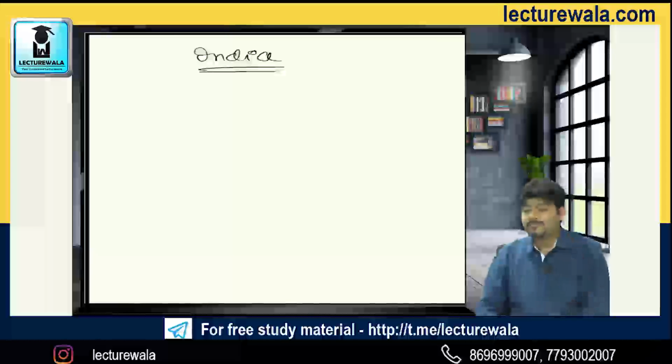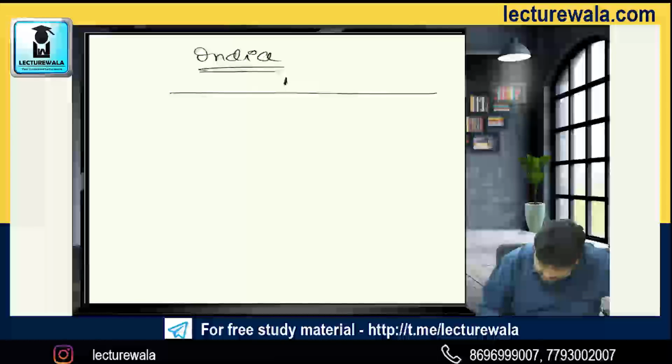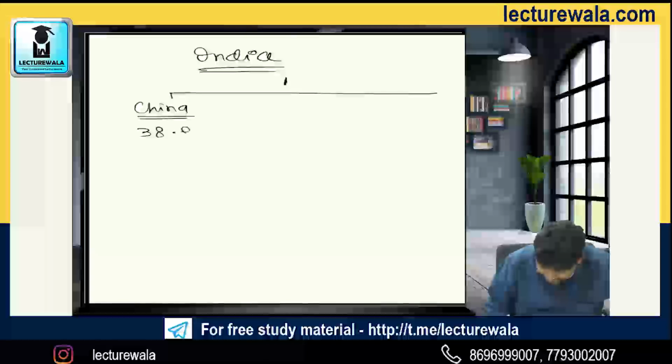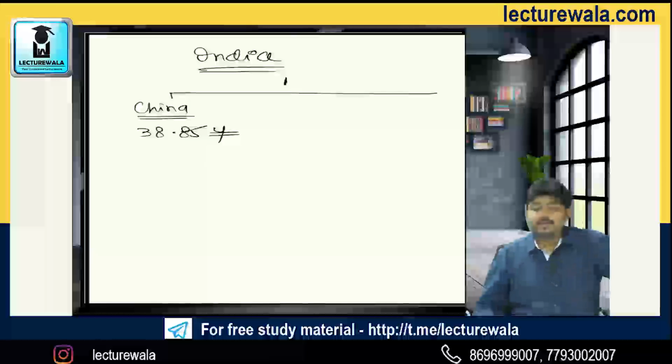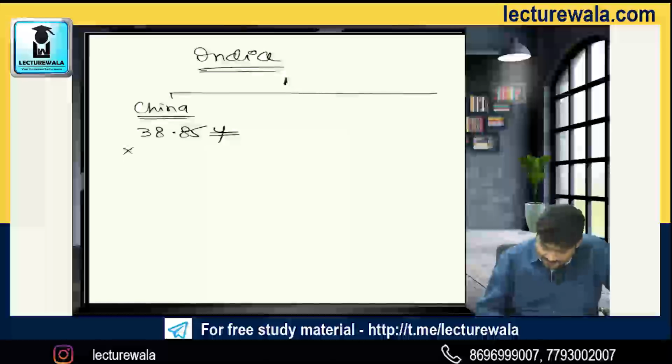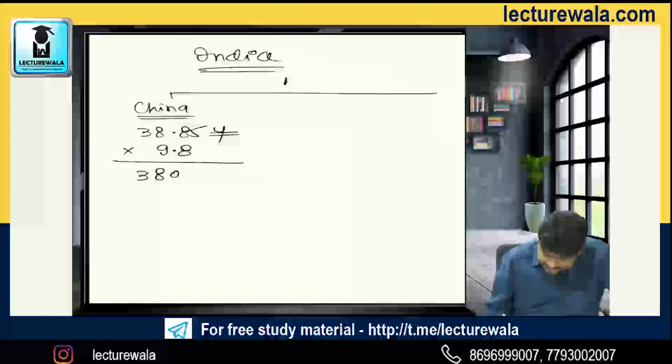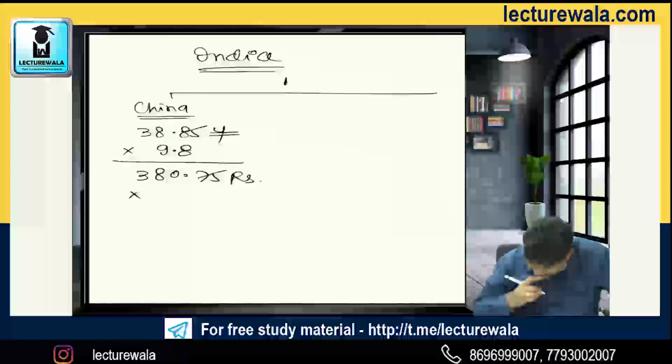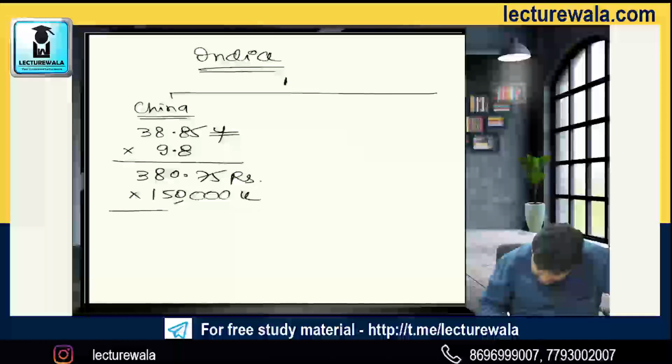It was purchasing from China. How much was it paying when it was purchasing from China? 38.85 what? Yen. Can you tell me what the yen into rupees ratio is? Sir, I am not done with SFM, I cannot tell. Come on, this is simple, no? How much? Into 9.8. So how much? 380.75 rupees we are paying. Multiply by how many units there are. 1,50,000. So how much are we paying in total to these Chinese people?